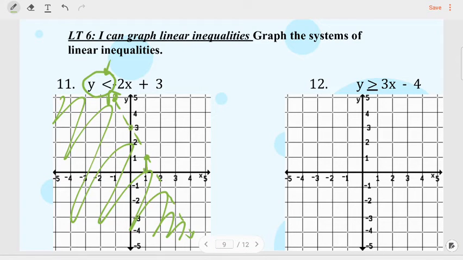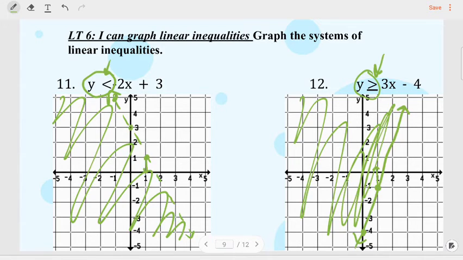Let's look at our next example. My y-intercept is at -4. My slope is 3, so up 3 spaces and over 1. This time, this says or equal to. So I'm going to make a solid line. And because this says y is greater than, I'm going to shade above the line.